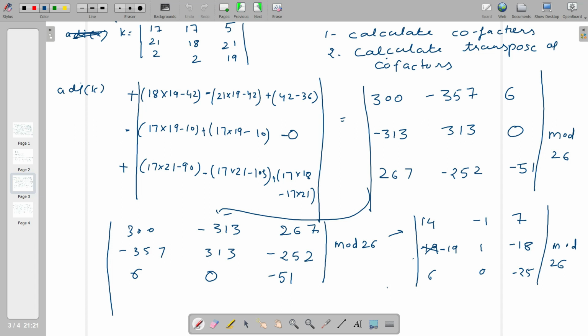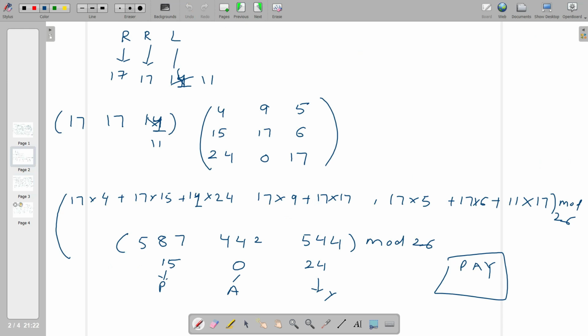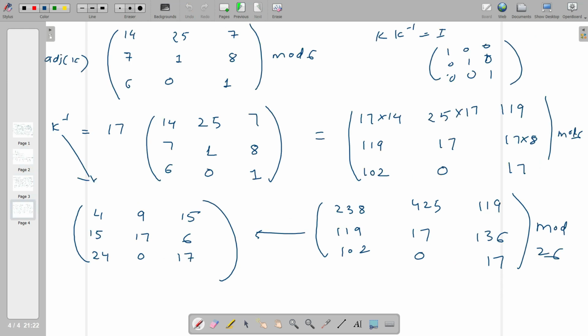Once we calculate the cofactors, we find the transpose of this matrix. Transpose means we convert rows into columns and columns into rows, and this is again a mod 26 operation. It comes out to be this. Because we have some negative numbers, we need to convert them into positive ones by adding 26. So this comes out to be adjoint of K. To calculate K inverse, that will be determinant K inverse into adjoint of K. We multiply it and we find this is K inverse.